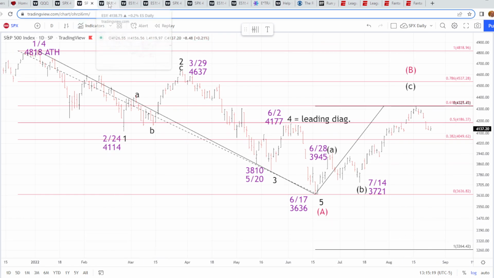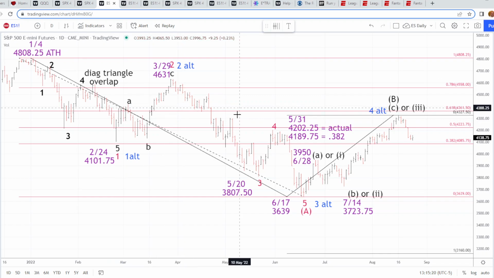Let's move on to the ES. We're looking here at the daily of the futures. Again, same thing. 1 down, 2 up, 3 down, 4 up, and a 5 to make the larger wave A. And then we've got the A. I kept a B or 2, and C or 3, in there, because this is the big make or break here. The 39.50 on 628, I believe it is right there.